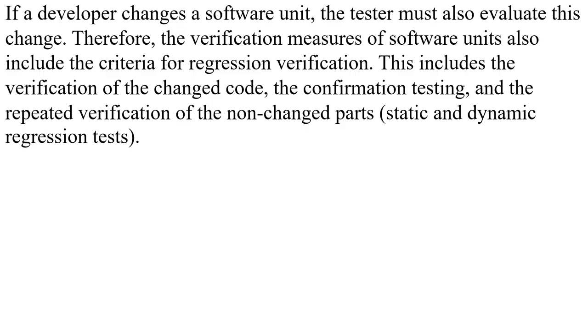If a developer changes a software unit, the tester must also evaluate this change. Therefore, the verification measures of software units also include the criteria for regression verification. This includes the verification of the change cause, the confirmation testing, and the repeated verification of the non-change paths, static and dynamic regression tests.